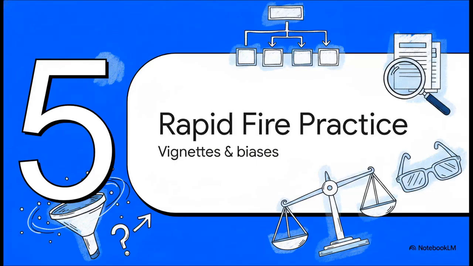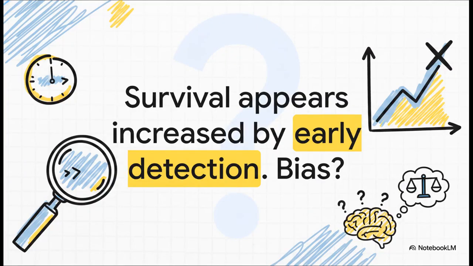Section 5. Rapid Fire Vignette Practice. Let's put it all together. Let's see just how sharp you are today. An ALS screening test is offered. Survival from the time of diagnosis appears to increase by 2 months, but the actual physical disease course is completely unaltered. What specific bias is this?